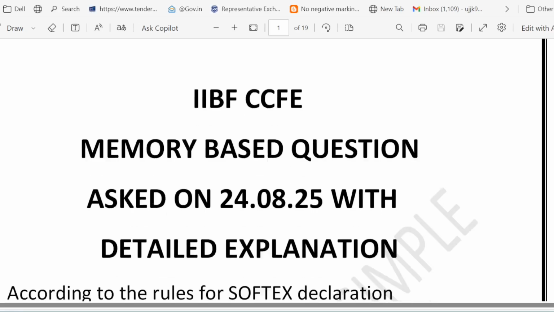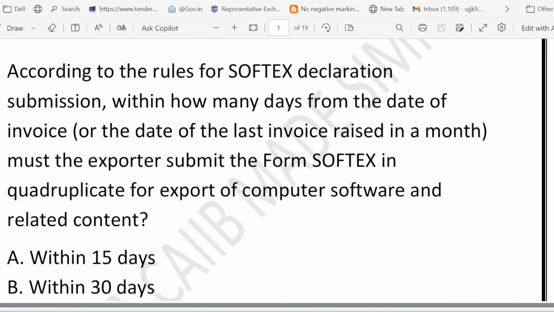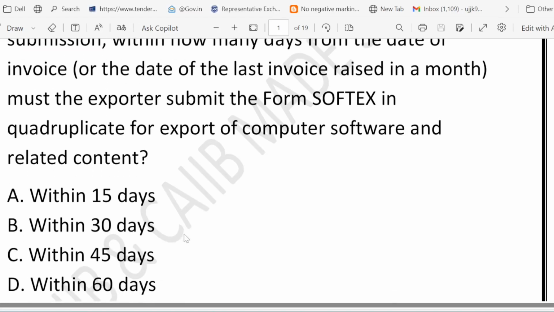So let's get started. The first question is: according to the rule for SOFTEX declaration submission, within how many days from the date of invoice must the exporter submit the form SOFTEX in quadruplicate for export of computer software and related content? Option A, within 15 days; B, within 30 days; C, within 45 days; D, within 60 days. So friends, let's break this question down step by step.